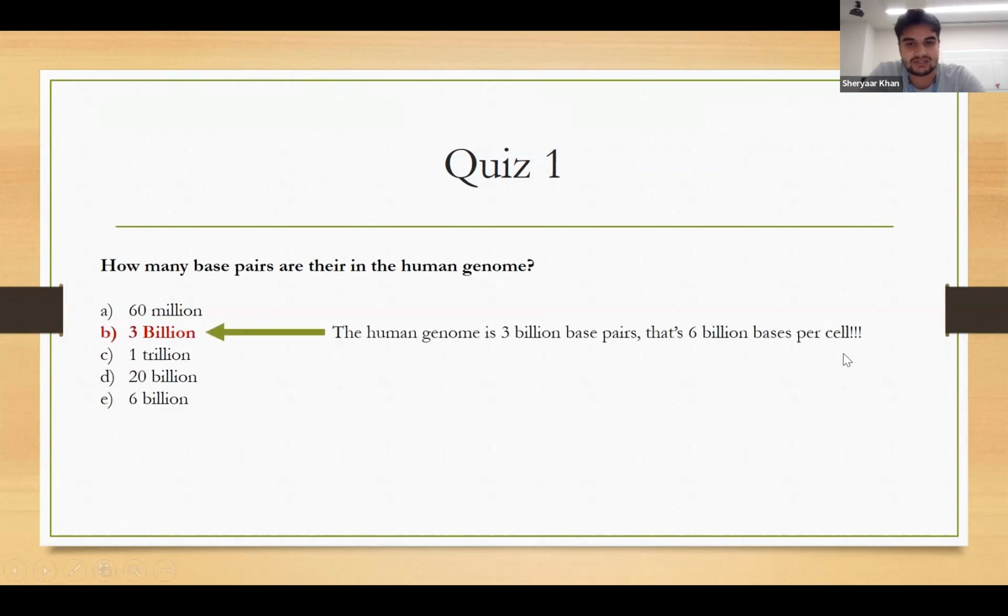I think it is 3 billion base pairs. So that's 6 billion bases. It's a bit of a trick question because you can remember 6 and then actually it's 3 billion base pairs. We do that a lot in genetics. But yeah, it's 3 billion. It's a hell of a lot of stuff.